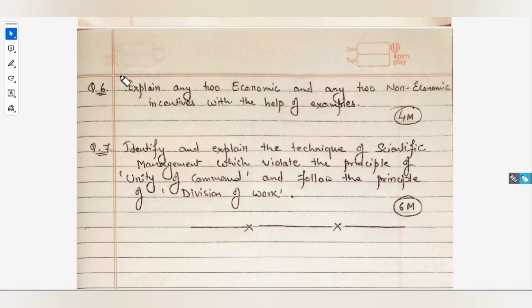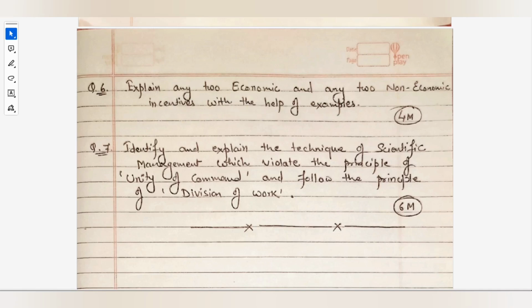So I have taken two questions which I feel are very important, and definitely in upcoming days I will also take further topics. I will raise those topics which may be very important from the rest of the chapters also. So the first question, that means the sixth question of the worksheet: Explain any two economic and two non-economic incentives with the help of examples.